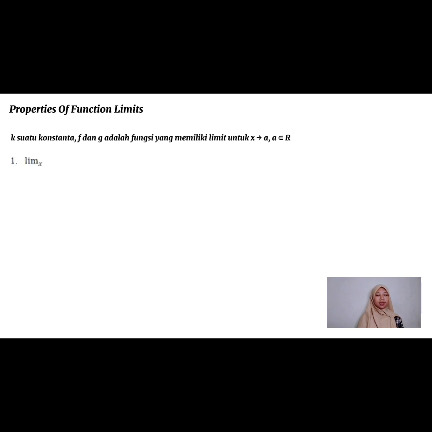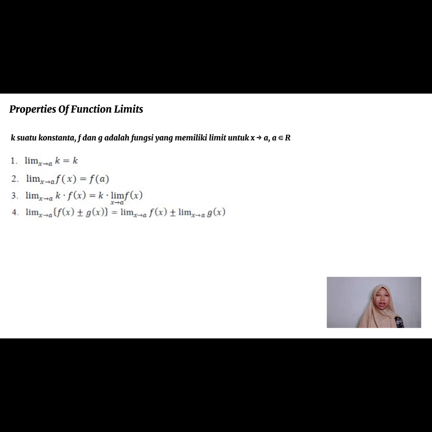1. The limit of k as x approaches a is equal to k. 2. The limit of f(x) as x approaches a is equal to f(a). 3. The limit of k times f(x) as x approaches a is equal to k times the limit of f(x) as x approaches a. 4. The limit of f(x) plus or minus g(x) as x approaches a is the same as the limit of f(x) as x approaches a plus or minus the limit of g(x) as x approaches a.